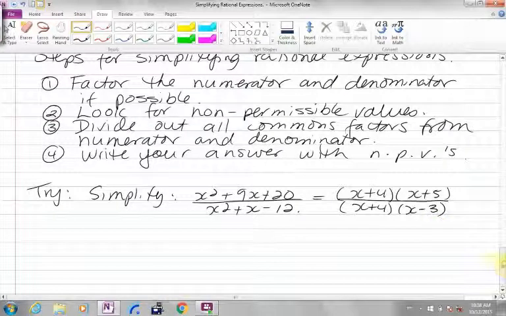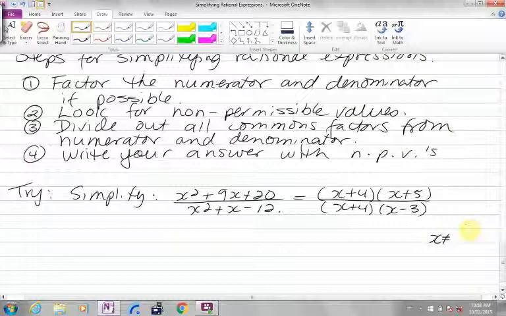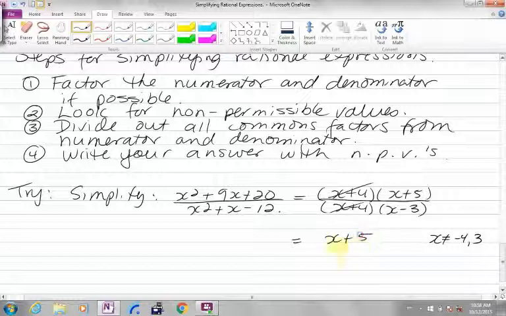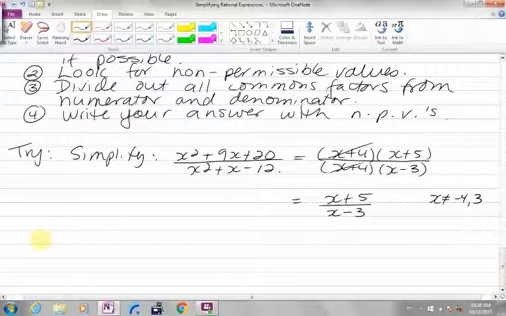All right, so let's do non-permissible values. What can x not be equal to? What are the non-permissible values? Okay? -4 and 3. Beautiful. -4 and 3. And now I'm going to divide out the common factor, which is x plus 4. And then I'm left with x plus 5 over x minus 3. That's it. Okay? All right, let's try another one.